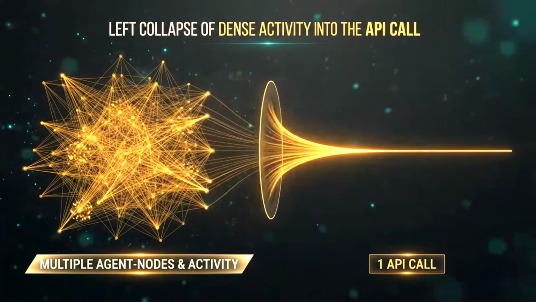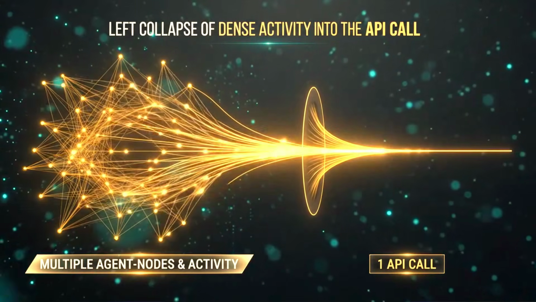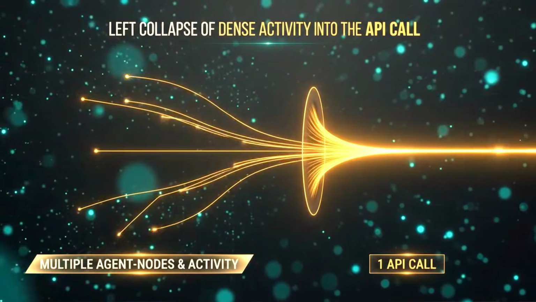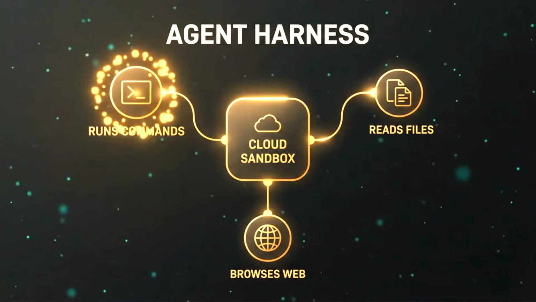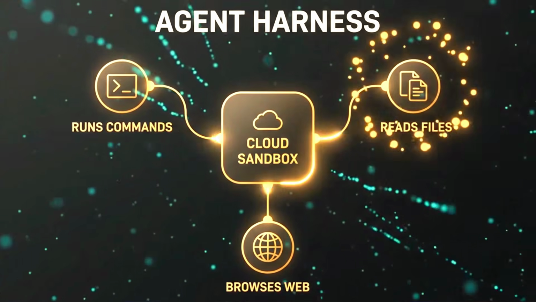But what if you could do all of this with a single API call? That is what Google's managed agent API is all about. And here's the part that makes it work. It's the exact same agent harness that powers Antigravity.